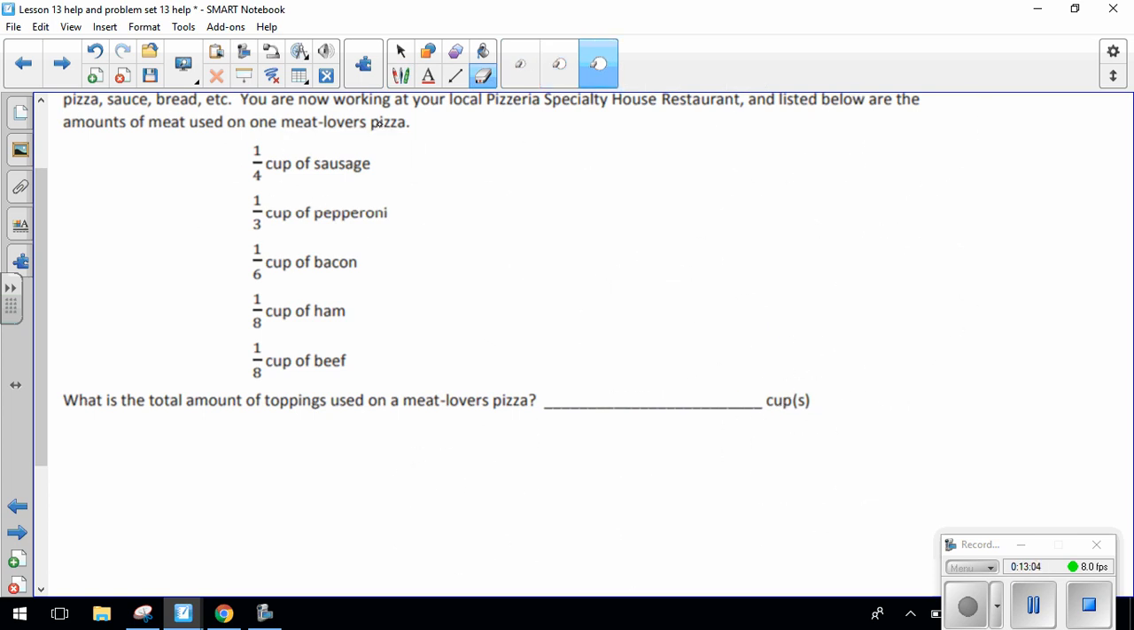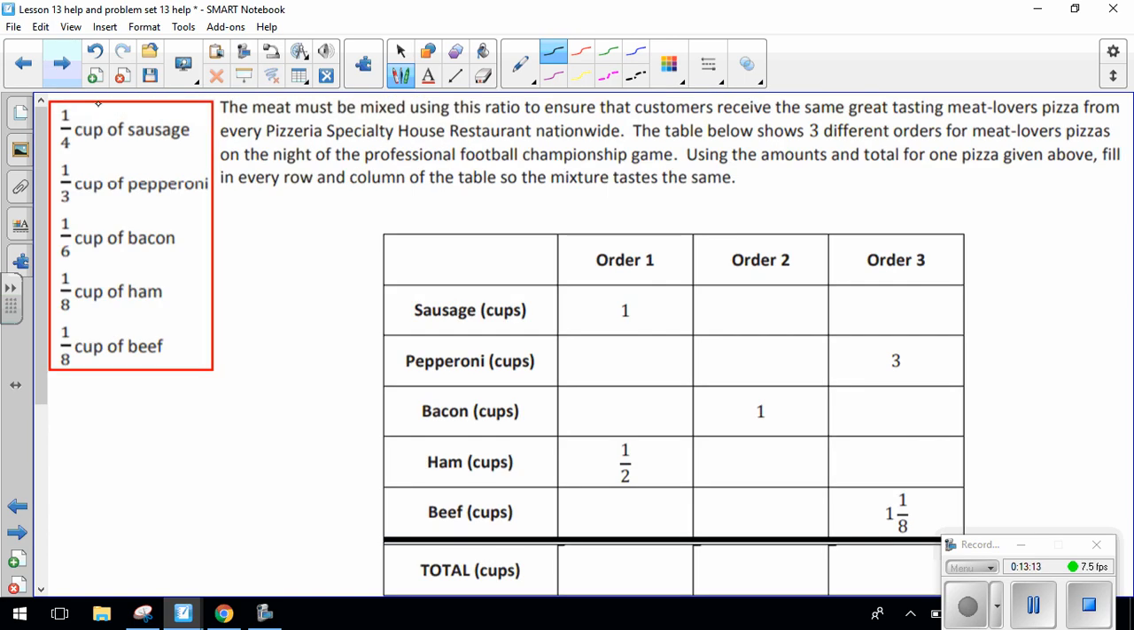So if you punch all this into your calculator, 1/4 plus 1/3 plus 1/6 plus 1/8 plus 1/8, you will get an answer of 1 cup. Now, let's go to the next page. I have the list of ingredients here in the red box. This question is going to take a little time, so get comfortable. Maybe pause for a minute, go get yourself a drink of water, and then come back.